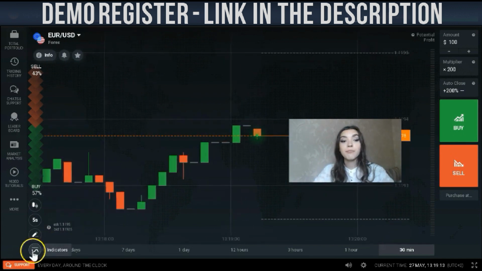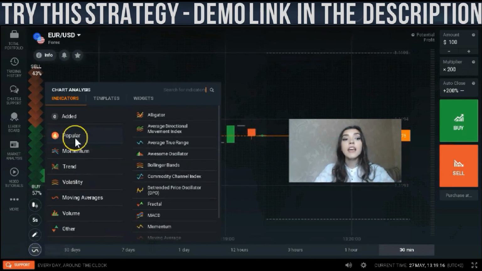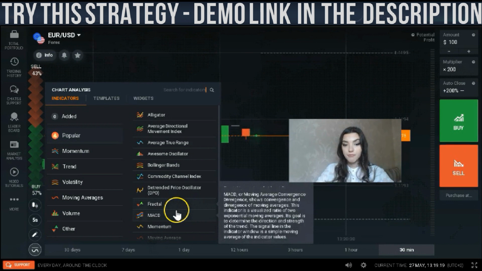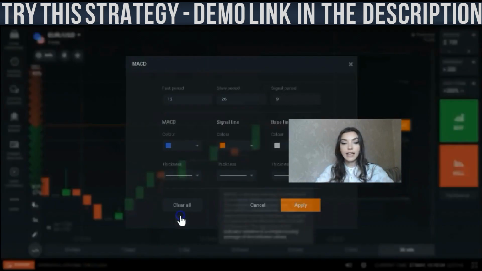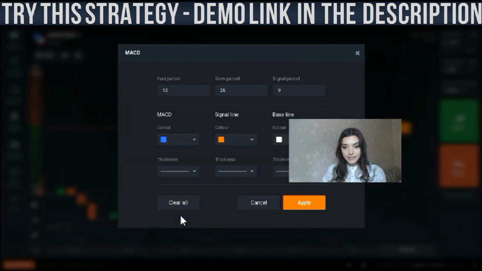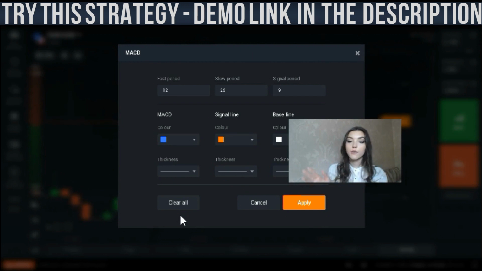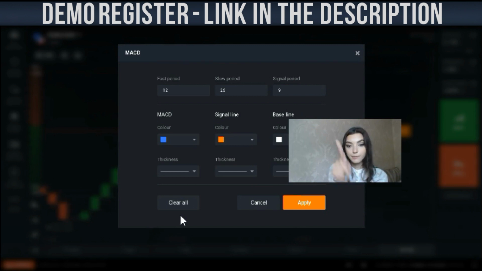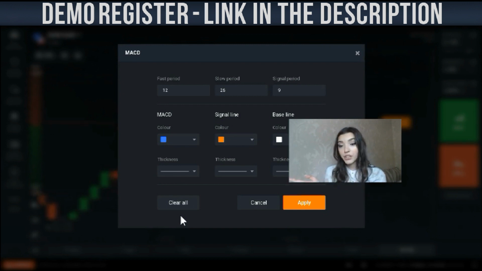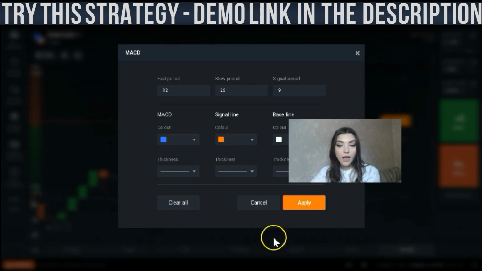I'm going to click right here on the indicators button, and in the popular section we have MACD. On the right side we see the definition of the MACD indicator, and here we see the classic values: fast period is 12, slow period 26, and signal period is 9. We have different colors. The color of the MACD line in our case today is blue, the signal line is orange, and the baseline is white. By the way, you may change the colors if you would like to, and apply.